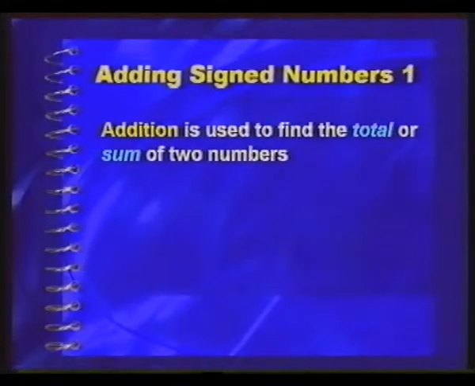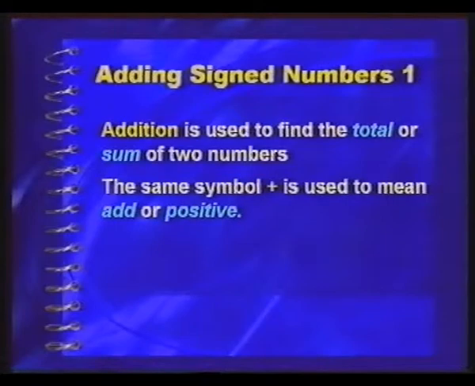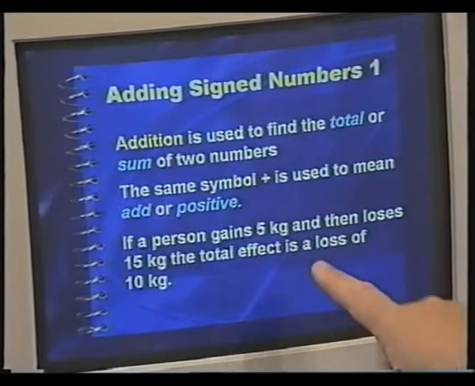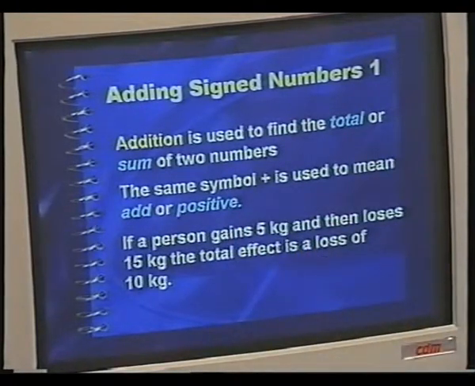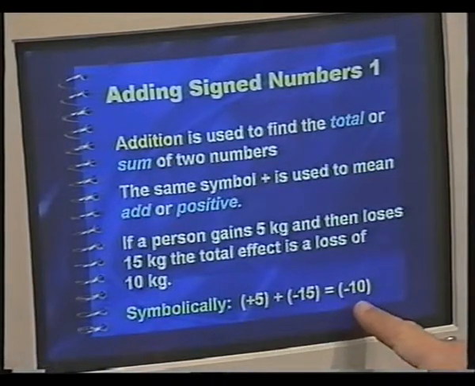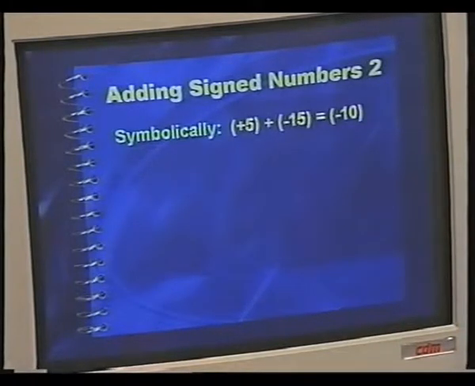Now, let's have a look at how we can add these signed numbers. There are some rules also for subtraction, multiplication and division, but let's first deal with addition. If we have two numbers and we want to add them, then really what we want is to find the total. By the way, we use that plus sign for both add and positive. Here's a situation where a person gains 5 kilograms and then loses 15. We say the overall effect is a loss of 10 kilograms. Written symbolically, plus 5 plus negative 15 equals negative 10.